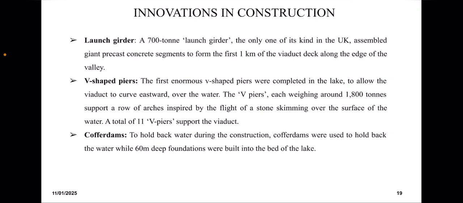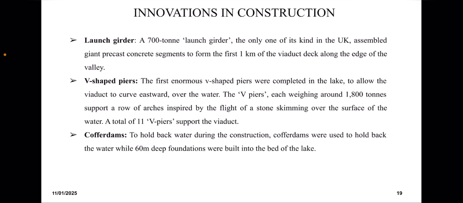A 700-ton launch girder, one of its only kind in the United Kingdom, assembled giant precast concrete segments to form the first kilometer of the viaduct deck along the edge of the valley. The first enormous V-shaped piers were completed in the lake to allow the viaduct to curve eastward over the water.